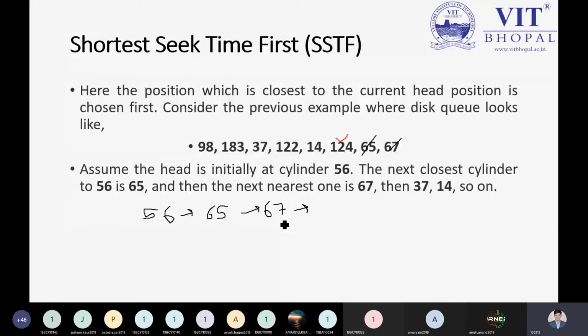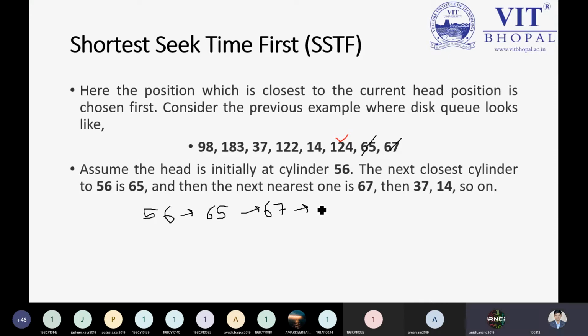Please tell me, because I don't know who is sleeping and who is awake over here. This is the most important part for your final examination, so definitely one or two questions may be asked from this part. Which is the closest value? 37 or 98? Because if you choose 37, the difference will be 30, and if you choose 98, the difference will be 31. So which is the closest value?